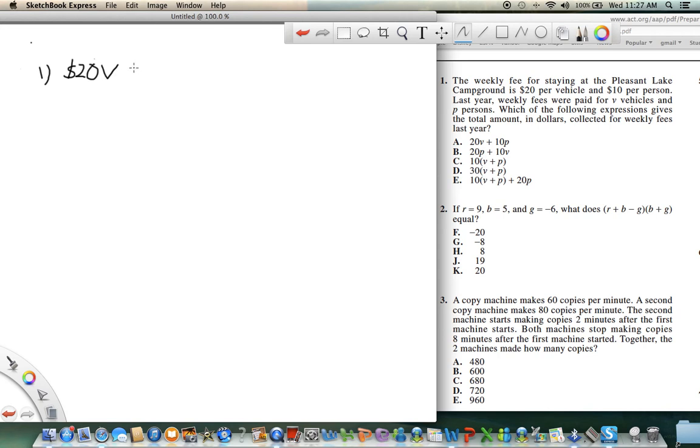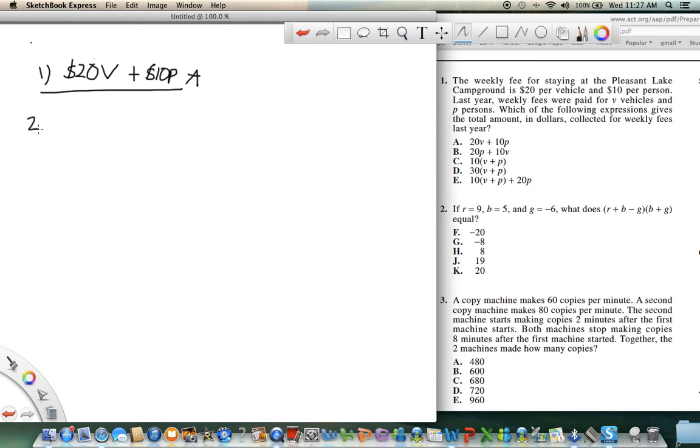This one is just as simple. It's $20 per vehicle is what the park collected. Every vehicle that came through, they got $20 for, and every person that came through, they got $10 for. So it's 10 times the number of people and 20 times the number of vehicles. So that would be answer A.